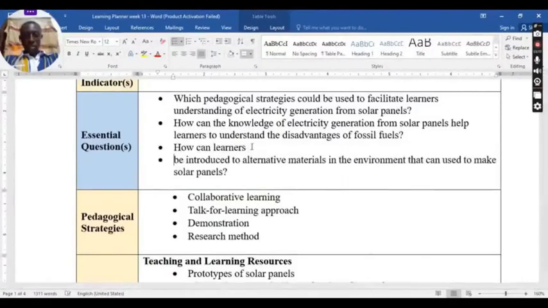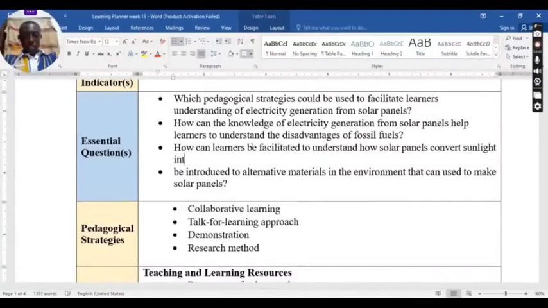Okay, let me make it this way. How can learners be facilitated to understand how solar panels convert sunlight into electrical energy?